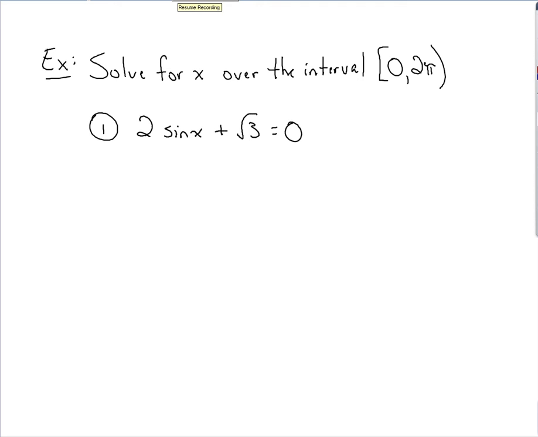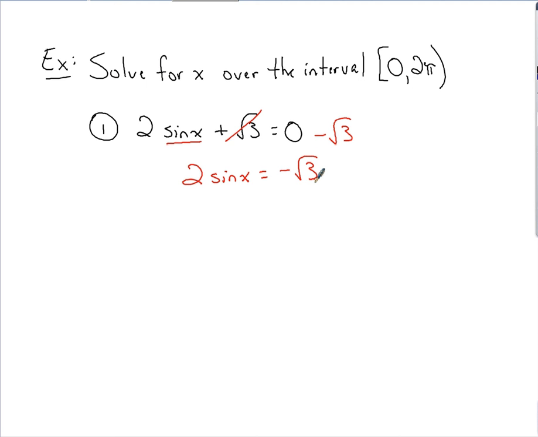Going to solve this trig equation over the interval 0 to 2 pi. First thing you want to do is isolate any of the trig functions that you have within the equation. So let's get that sine of x by itself. I'm going to subtract the root 3 over. I'd have 2 sine of x equals negative root 3.